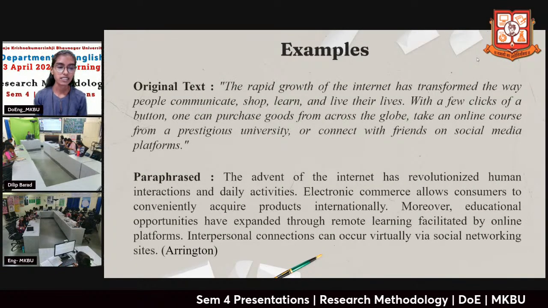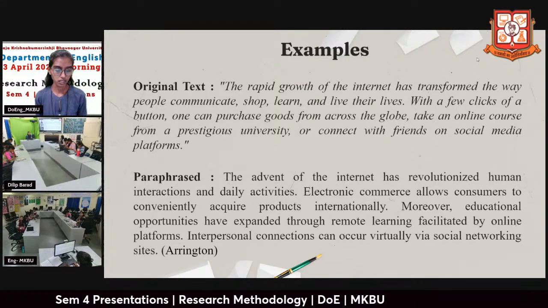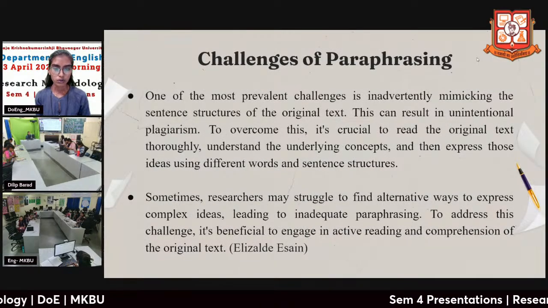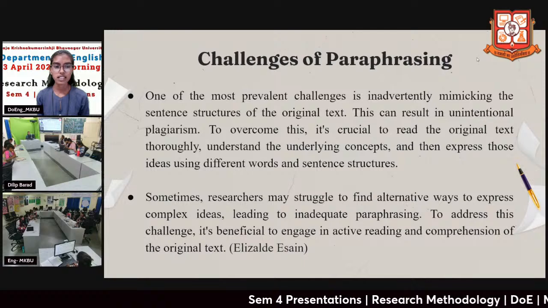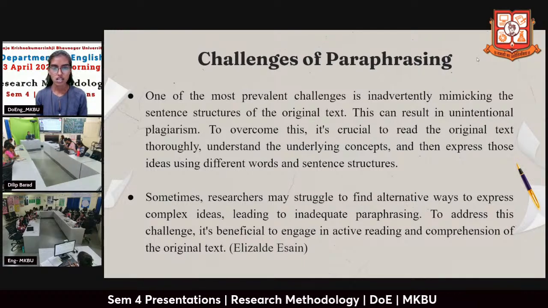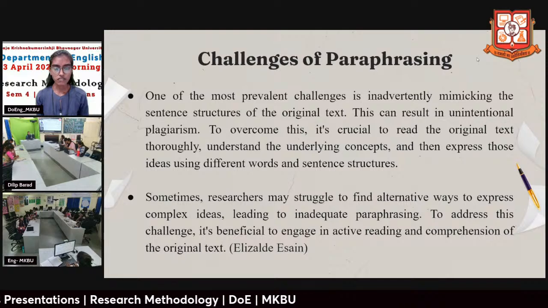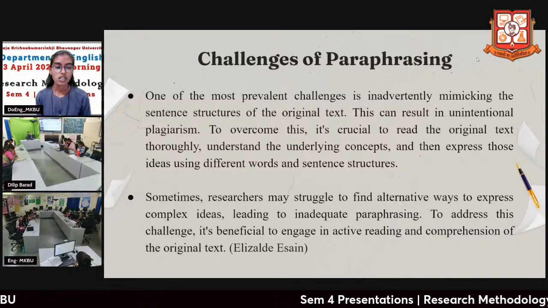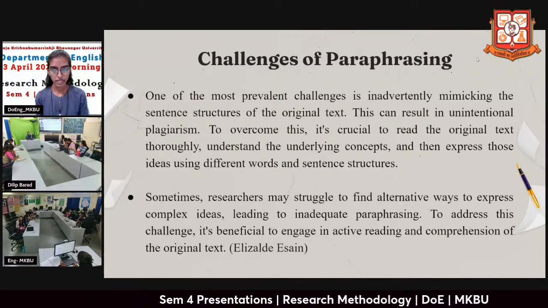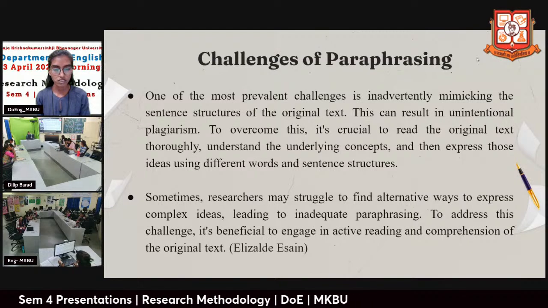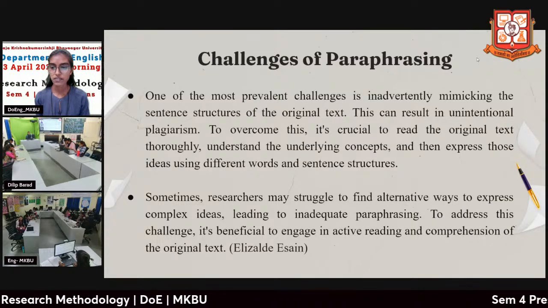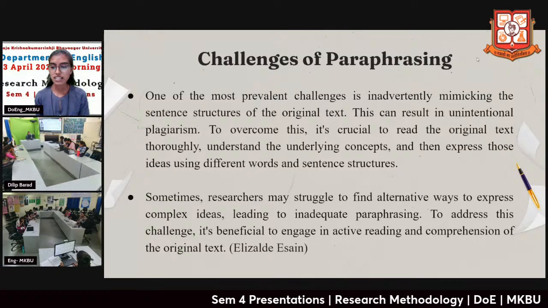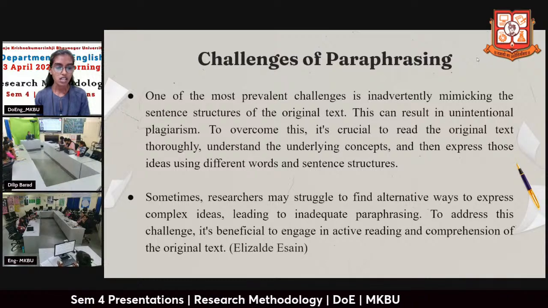So these are some examples from original text to paraphrased. Challenges of paraphrasing. Benefits and challenges are two sides of a coin; what has its benefits also has its challenges. So here are some challenges of paraphrasing. One of the most prevalent challenges is inadvertently mimicking the sentence structures of the original text. This can result in unintentional plagiarism.